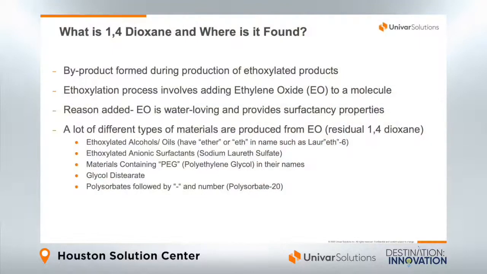It may have ethoxylate in the name, like ethoxylated alcohols and oils. It might have ether in the name or eth in the name, such as Laureth-6. There may be anionic surfactants that contain ethoxylates, such as sodium laureth sulfate. And then materials containing PEG, which is short for polyethylene glycol, in the names. Glycol distearate is another material, and polysorbates, which are followed by a dash and the number, such as polysorbate 20.